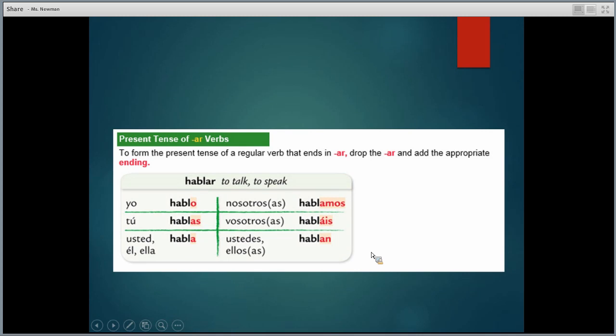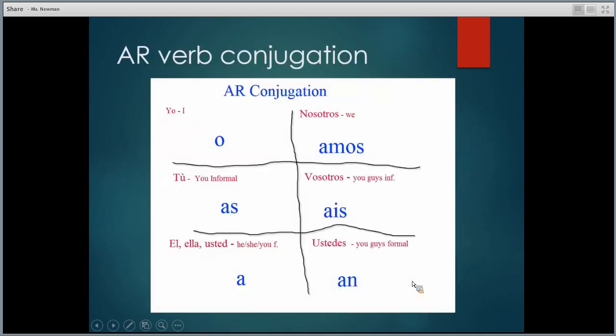Okay, you'll definitely want to memorize this chart and these endings because all of the AR verbs are going to follow this conjugation. We'll learn about the IR, ER verbs in the next unit, but it's actually going to be very similar to these endings. Instead of an A, mostly you're going to have an E.